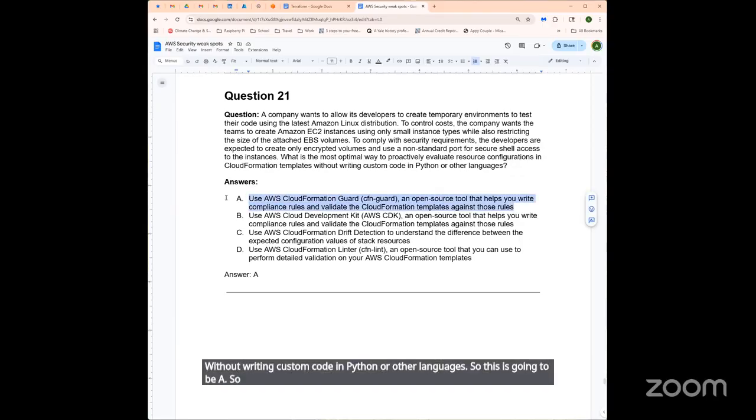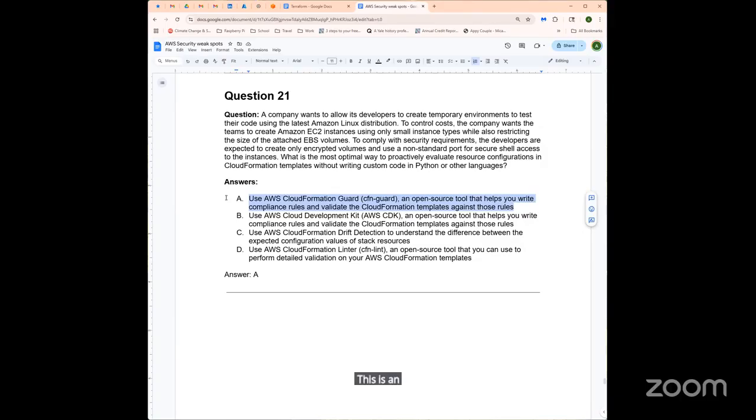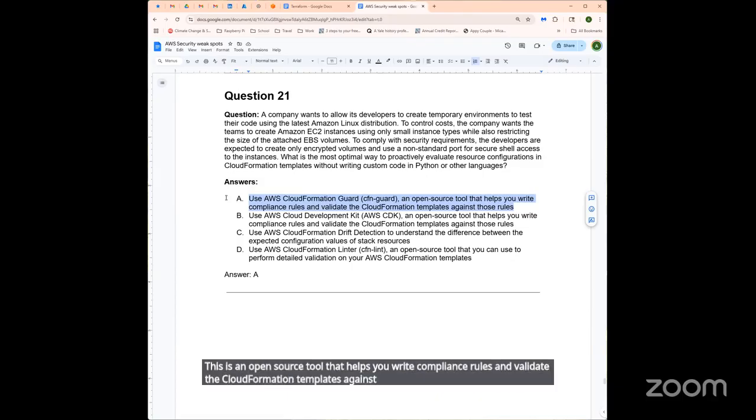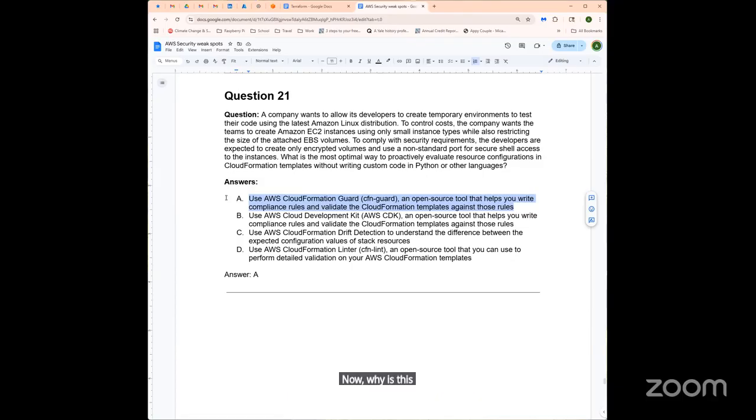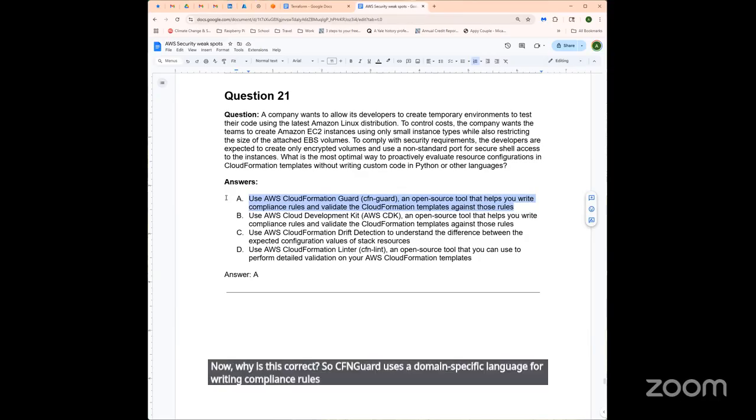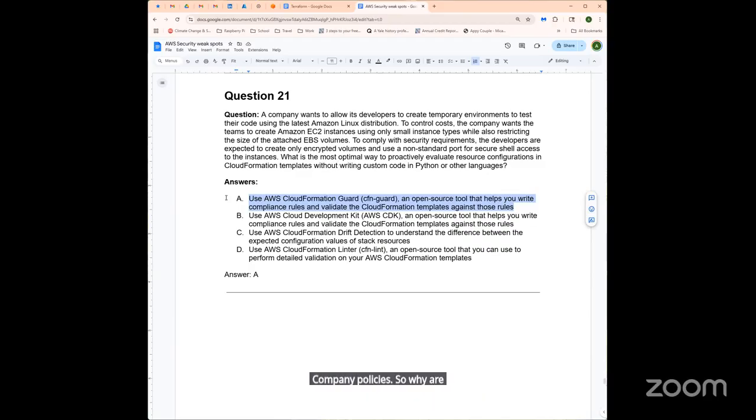So use CloudFormation Guard, CFN Guard. This is an open source tool that helps you write compliance rules and validate the CloudFormation templates against those rules. Now, why is this correct? So CFN Guard uses a domain-specific language for writing compliance rules without requiring programming languages like Python. It's specifically designed for proactive template validation against company policies. So why are the other ones not correct?